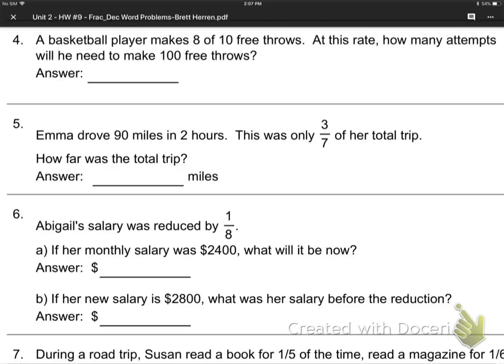All right. So number 4. Basketball player makes 8 of 10 free throws. At this rate, how many attempts will he need to make 100 free throws? Can you try that one? Rather than me just whip it out. Anybody got a game plan that they want to share with others?